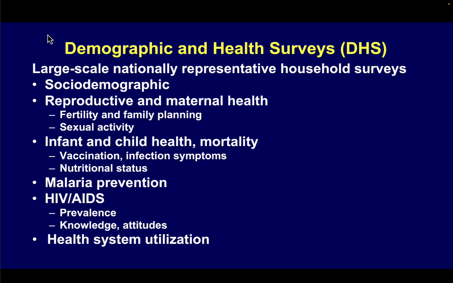The DHS surveys systematically gather information on both demography and health, and some of the broad categories of data that are collected on these surveys are listed here. But highlighting for you some of the areas: reproductive health, maternal health, infant and child health. These are the components of the demographic and health surveys that gather information on mortality. And this part of the session will give you a sense of how that information from these surveys is compiled and analyzed.